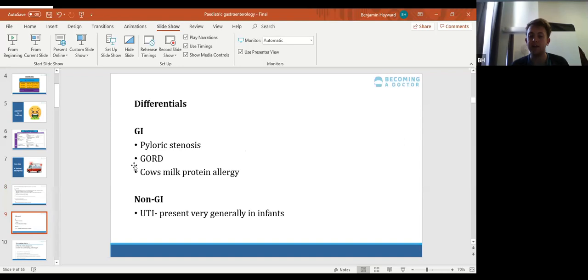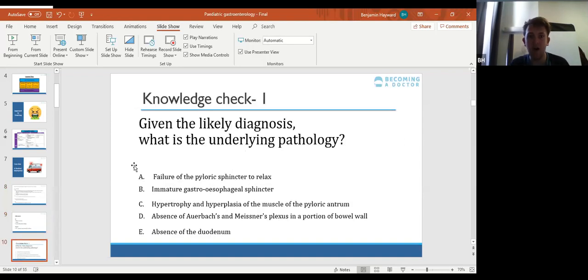Okay, so we're going to do our first question now. So given the likely diagnosis, so we've sorted some differentials, but what's the most likely one? What do you think the underlying pathology is? I'm not sure if we've got the polls working, we might not have done, but if not, just try and have a think, and just write it down, think what you put.